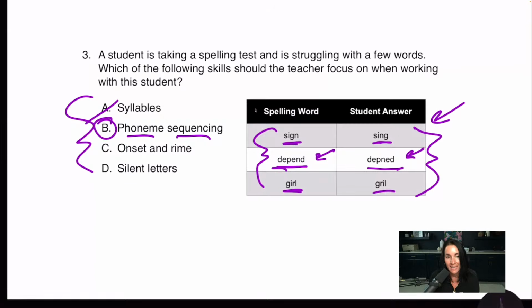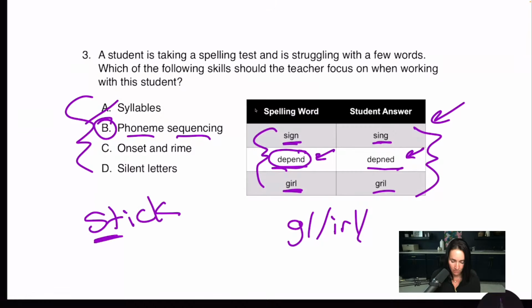Onset and rhyme, if these were broken up like Earl, that would be kind of an onset and rhyme activity. Okay. And in this case, that's not working. And in terms of the word depend, that's not a great onset and rhyme word because it's a little too much. Things for onset and rhyme are words like stick, onset, rhyme, or stop, onset, rhyme.